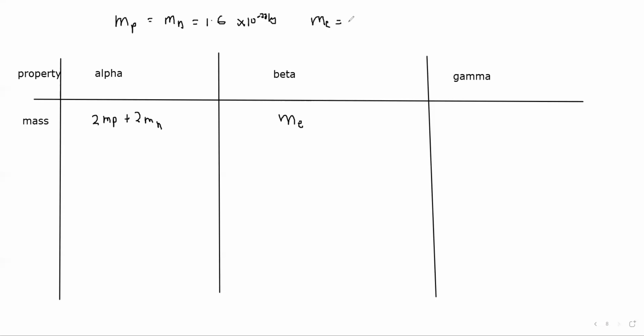Mass of electron is 9.11 into 10 to the power minus 31 kilogram. So electron is a lighter particle because minus 31 is a smaller value as compared to minus 27. So electron is lighter.